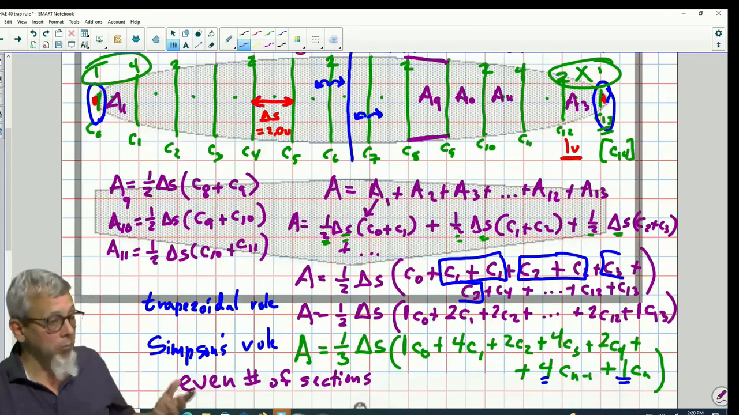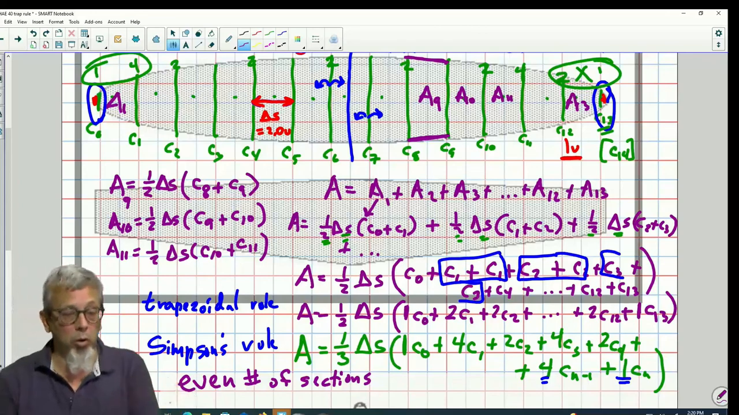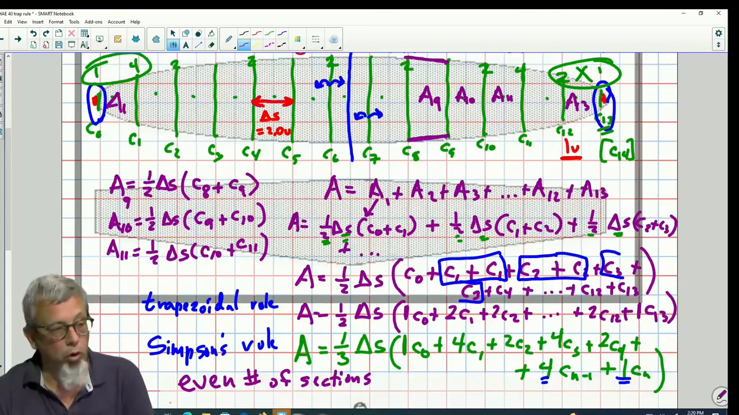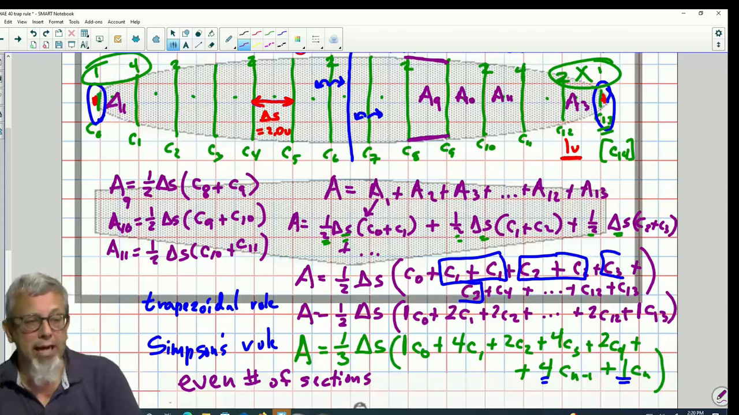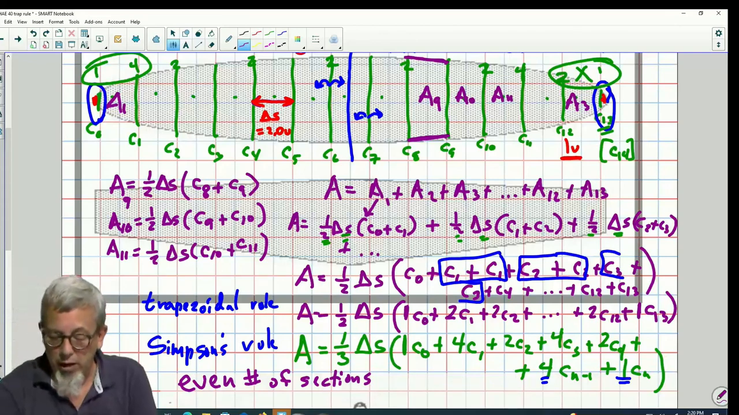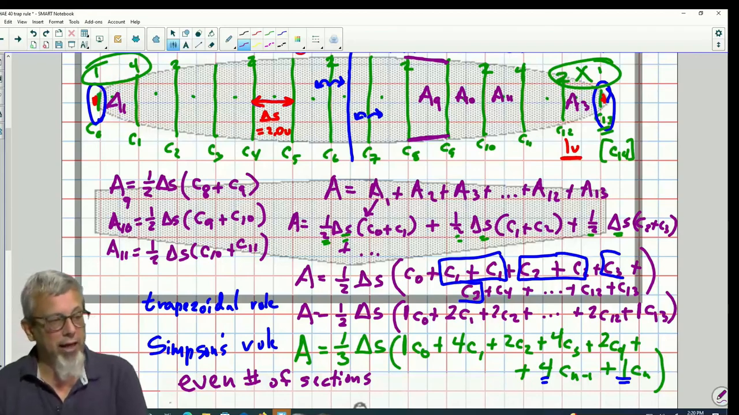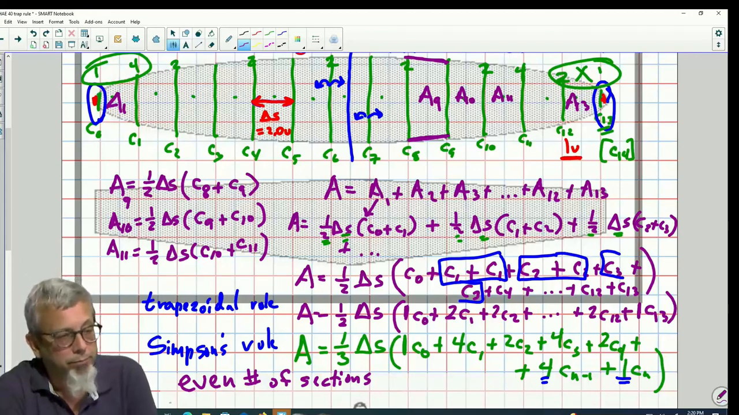So a little more accurate, a little more work. But it's another pattern, 1, 4, 2, 4, 2, 4, 2, 4. And you'll notice because of the 4s and the 2s, they kind of average out to be 3. And that's why there's this factor of 3 there as opposed to being a factor of 2 as in the trapezoidal rule.